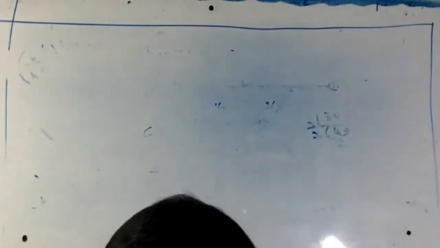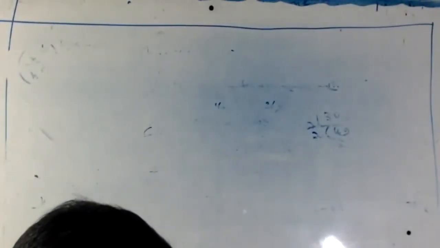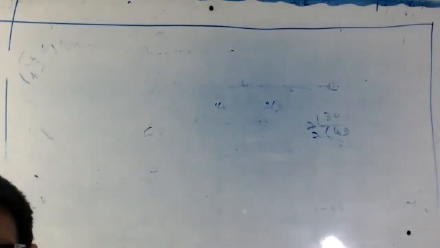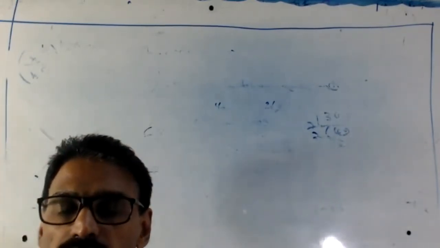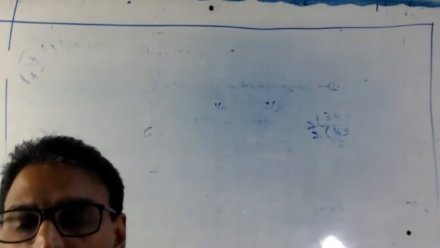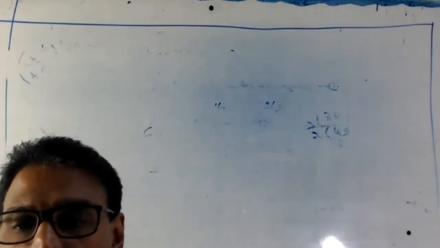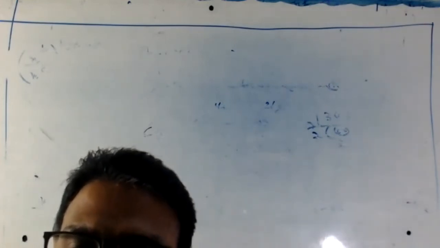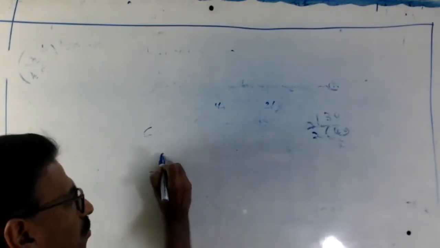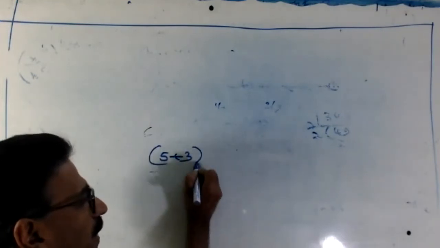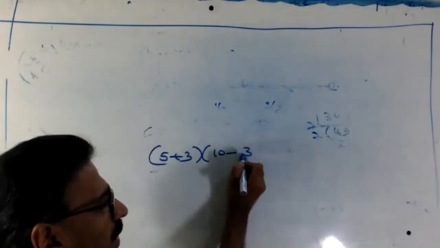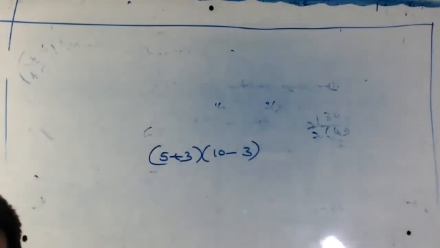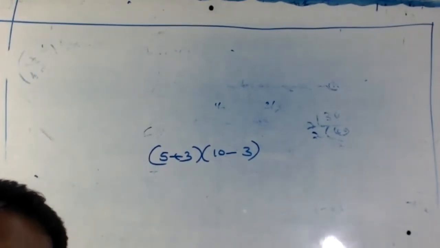Answer this. Whose name is this? Shayan, just now send me an answer. Who is that? Okay, listen here. You answer this one. Listen to me. You have to answer this one. 5 plus 3 into 10 minus 3. How much? How much is it, Shayan? You answer this one.